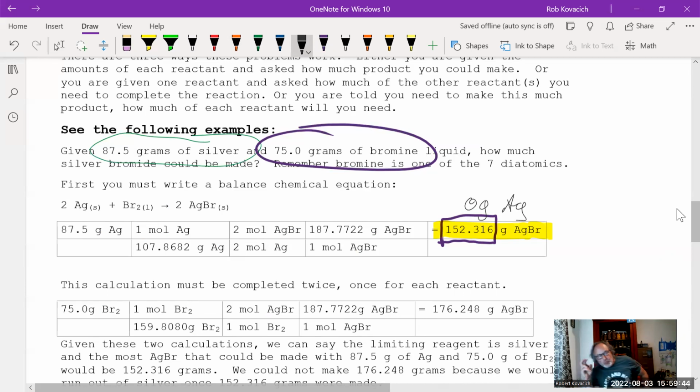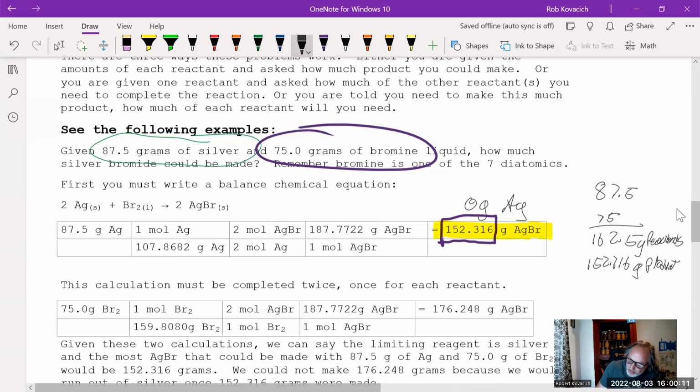Since there's only 2 reactants and 1 product, this turns out to be super easy. How much stuff did I put in the container? Oh, all right, I put 87 grams of silver and I put 75 grams of bromine. So I got 162 grams of reactants. How much product did I make? I made 152.316 grams. All right, so I've got 184 grams of leftover bromine in the container.